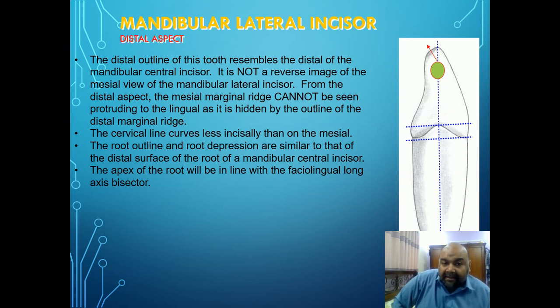So the distal surface is not the mirror image of the mesial surface as in the mandibular central and the mandibular lateral incisor. The cervical line also curves less incisally than on the mesial. So this curvature is also quite less, and how much less is it? It is around 1 millimeter less than the crest of curvature on the mesial aspect.